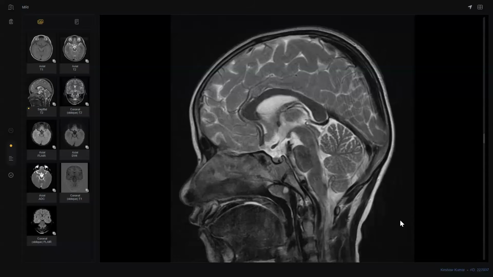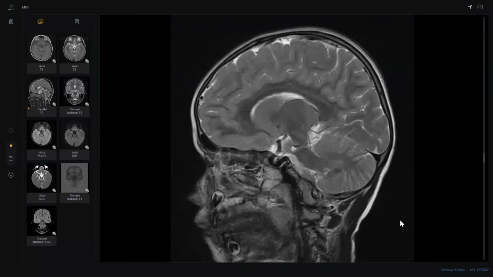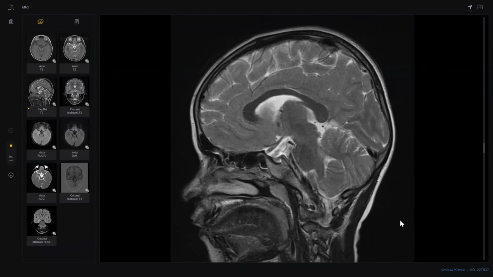Besides that, I feel there is a suprasellar T2 hyperintense abnormal signal area which is displacing the surrounding structures, especially the optic chiasma, and I would like to confirm it on diffusion weighted as well as post contrast images.